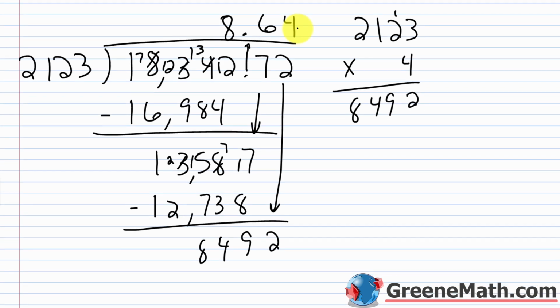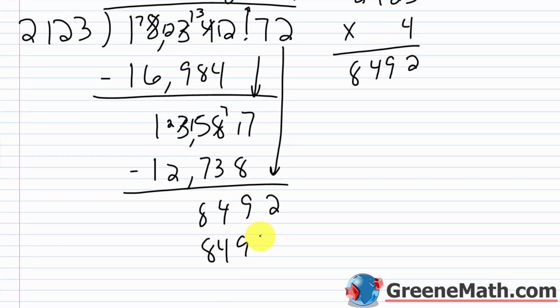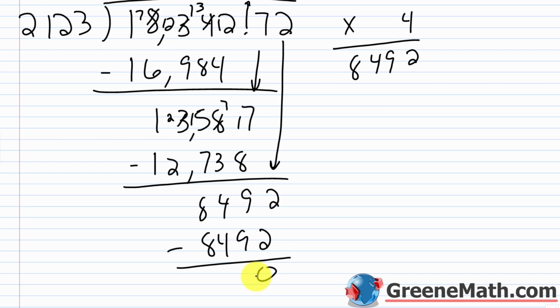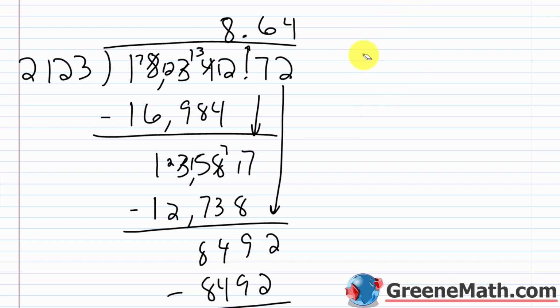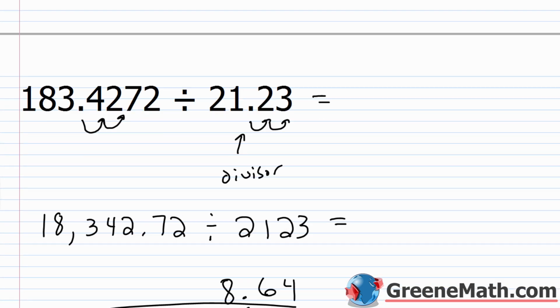4 times 2,123 is 8,492. Subtract, and we will get 0, and we are done. Our answer here is going to be 8.64. Let's go back up to the top and write that in. So this is going to be 8.64 as our final answer.